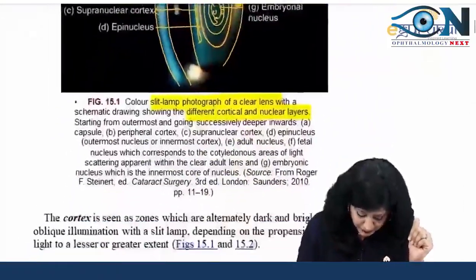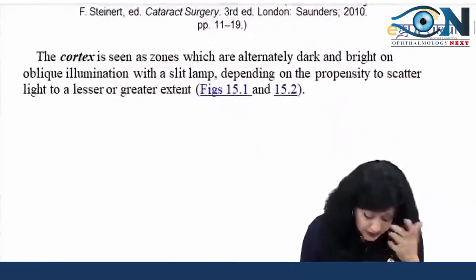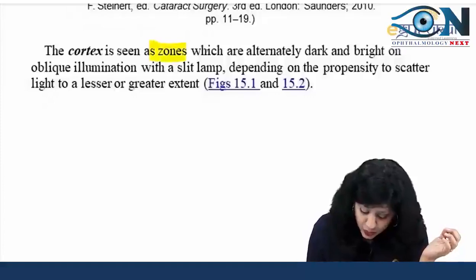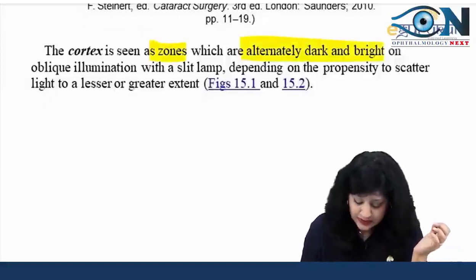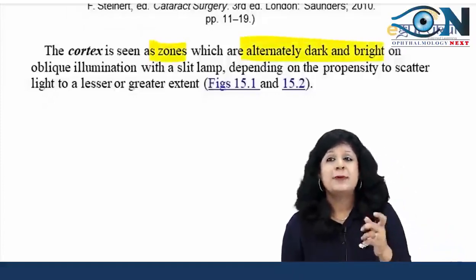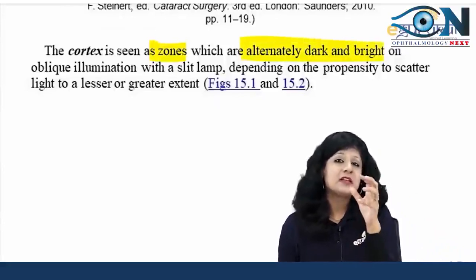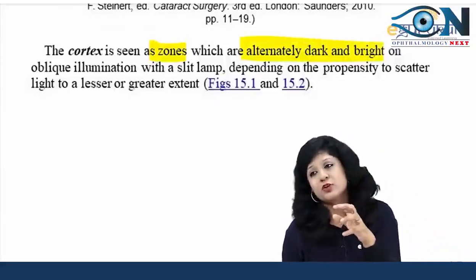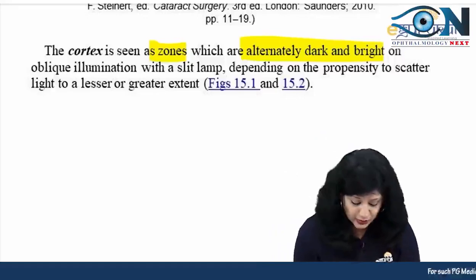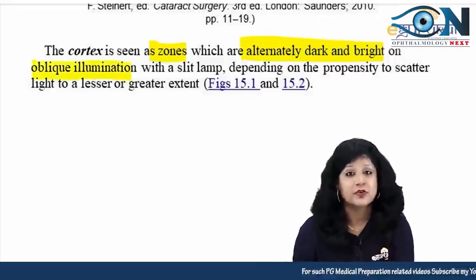Okay. Right. Now the cortex. The cortex is seen as zones which are alternately dark and bright on oblique illumination. So basically when you are examining a patient with cataract on slit lamp, you are using oblique illumination, right?